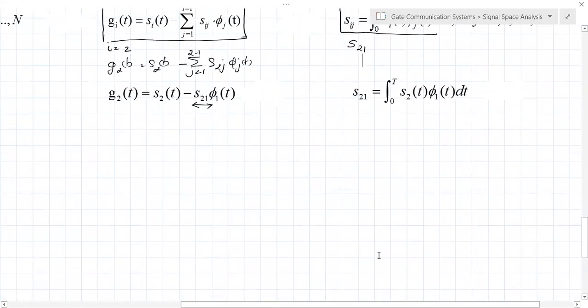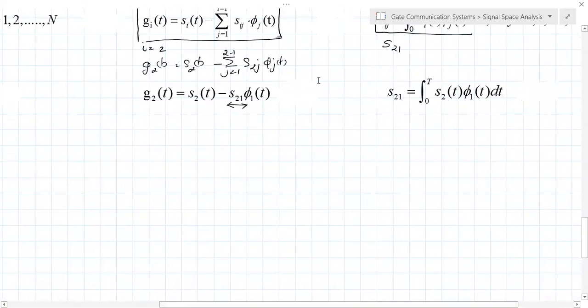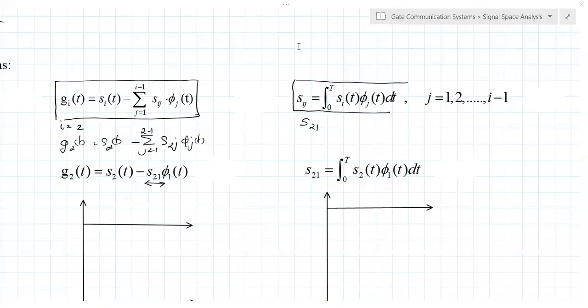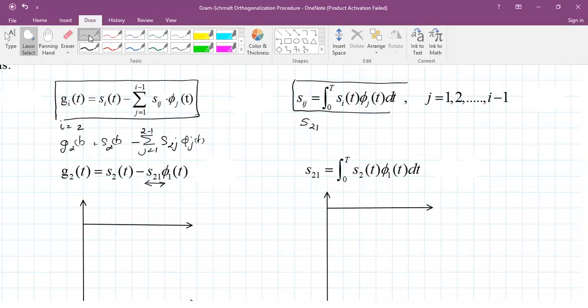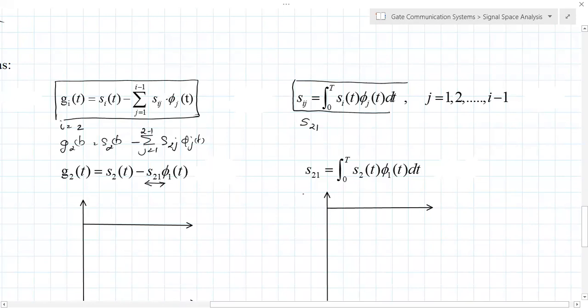Okay. So in order to evaluate S21, actually we require S2 of t. So we can plot S2 of t here, which is a signal, with the axis marked 1, 2, 3, 4 and -1, -2, -3, and -4.